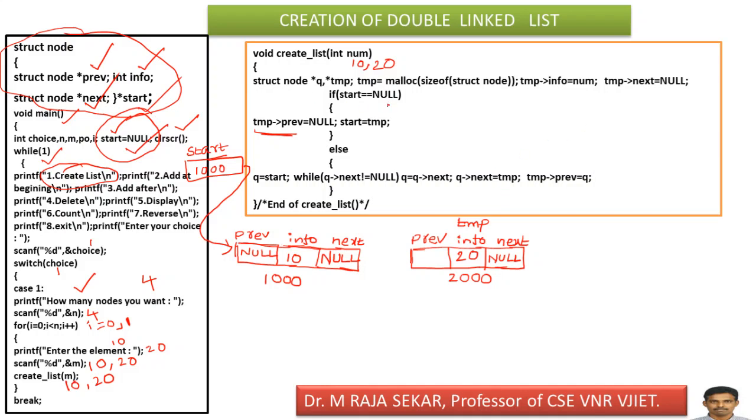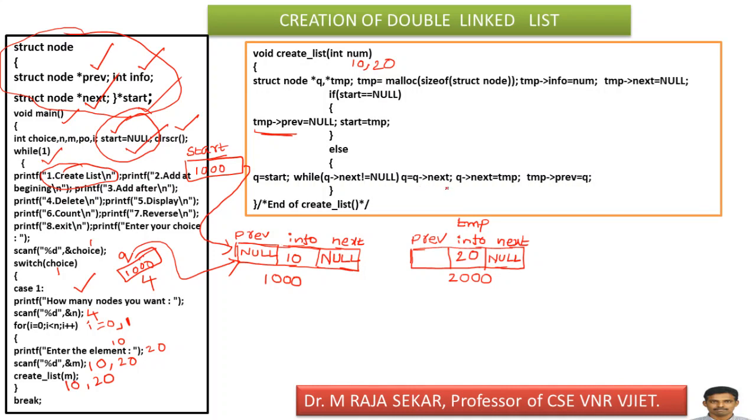If start equal to null, what is my start value? 1000. 1000 equal to null, false. Else condition. Q equal to start. What is my start value? 1000. Again, this will point here. While q arrow next: q means what? 1000. 1000 next is null. Null not equal to null. False. While loop will be terminated.